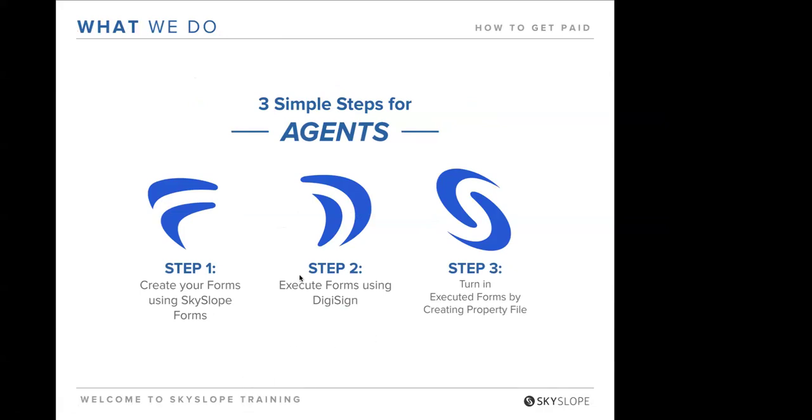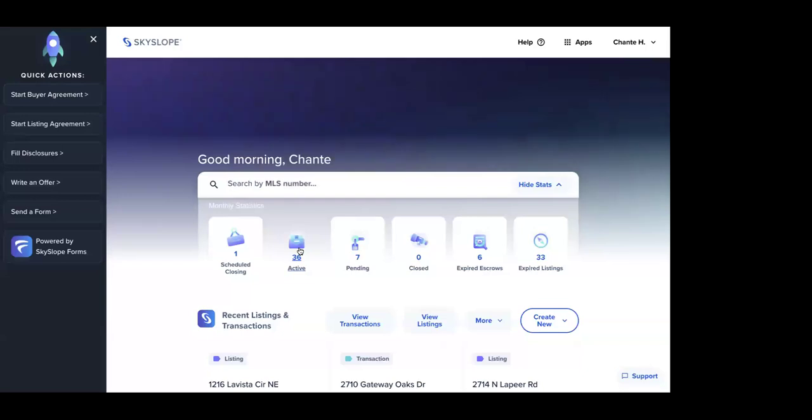Now we're going to navigate right on over to SkySlope Suite so we can begin walking through those 3 steps that you will have here as an agent. And this is going to be the main page you are brought to each and every time that you log into your SkySlope account. The main page you are brought to is what we call SkySlope Suite.